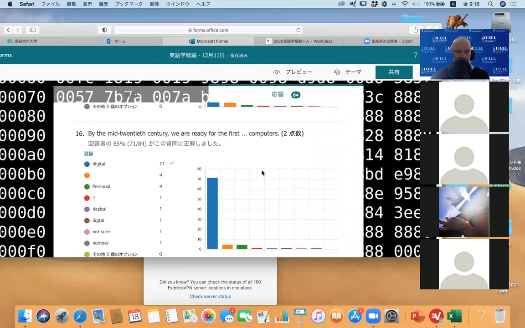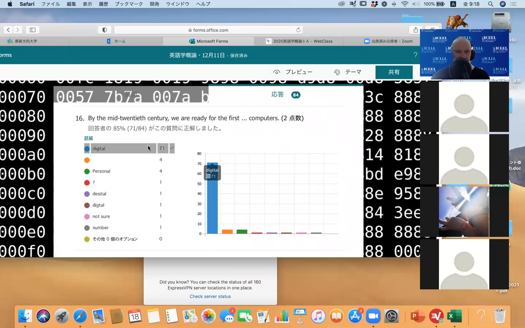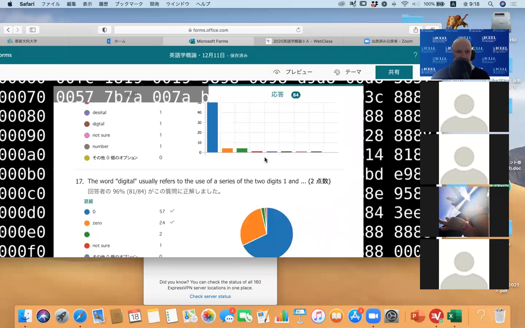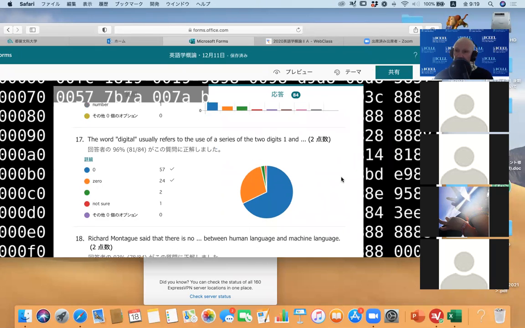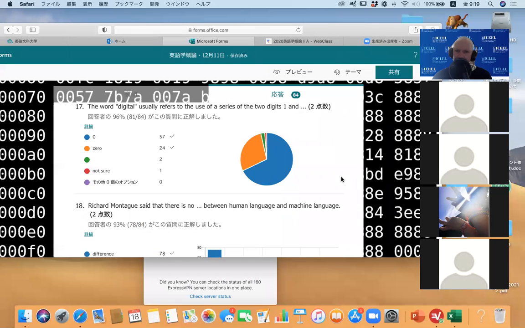By the mid-20th century, we are ready for the first digital computers. Digital usually refers to use of the series of two digits, 1 and 0. So this is no problem, right? Now that's kind of important. We're going to look at how machine language and computers develop. It's based on the idea, basically, you've got two numbers, 1 and 0. You think of that as true and false, or on and off. And once you get that, it makes sense what's happening in semantics.